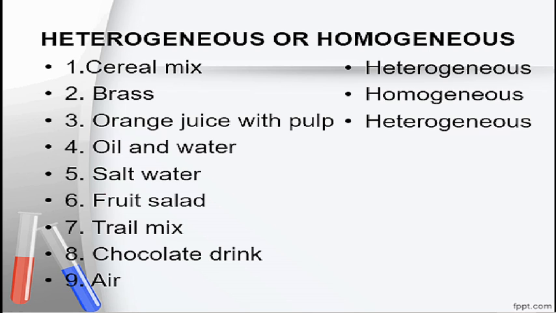Orange juice with pulp, this is heterogeneous because makikita ninyo na yung pulp nasisettle siya sa ilalim. Oil and water is an example of heterogeneous mixture since dalawa ang phase ng matter na nakikita natin dito. Dalawang liquid, oil and water. Hindi naman sila naghahalo, so therefore, it is heterogeneous.